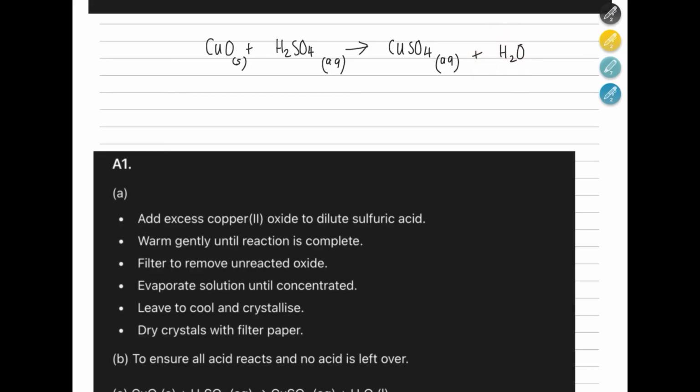then you will see that crystals have started to form in the solution. That means you have reached the point of crystallization. You will remove the heat and leave it to cool and allow it to crystallize. Then it's a good idea to wash it with distilled water, and then dry the crystals using filter paper.